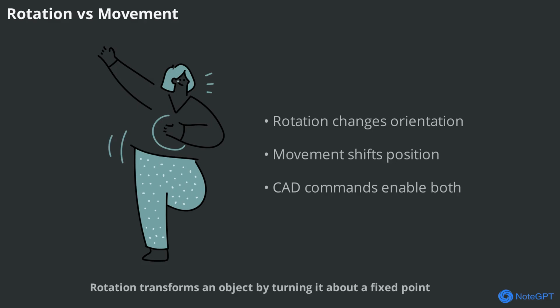Rotation transforms an object by turning it about a fixed point, changing its orientation. Movement or translation shifts every point by a displacement vector, changing position but not orientation. In CAD, commands like rotate and move enable these transformations, allowing precise manipulation of objects for design and layout.